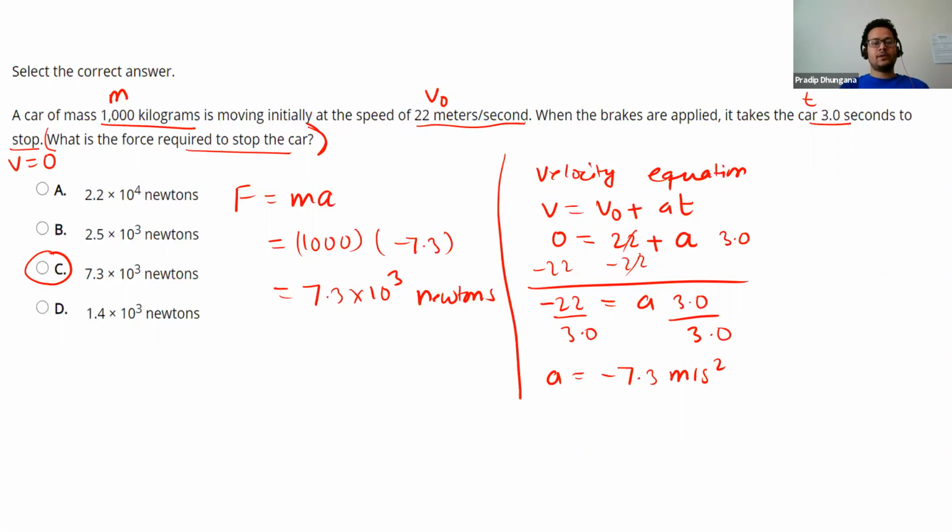First, we wrote force is equal to mass times acceleration, but we didn't know the value of acceleration, so we used the velocity equation to calculate it. Once we got the value of acceleration, we substituted back, and then we found the value. We have calculated the force to stop the car.